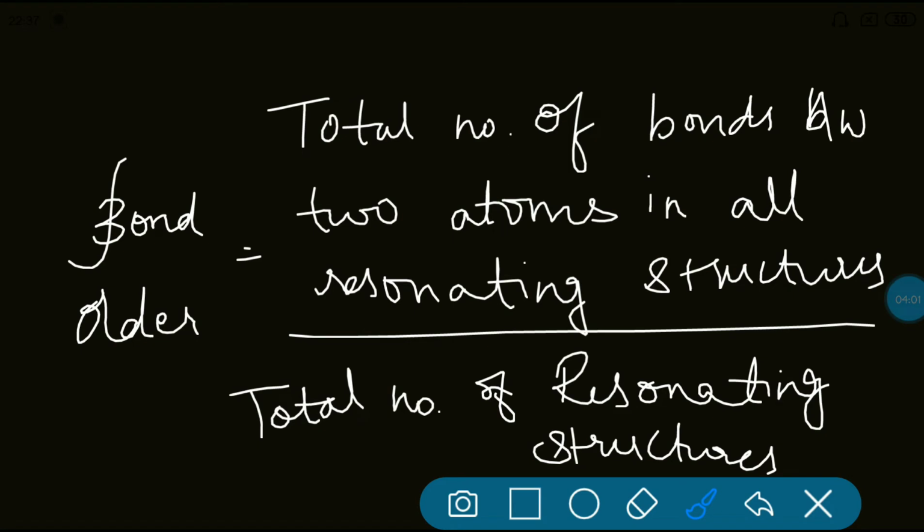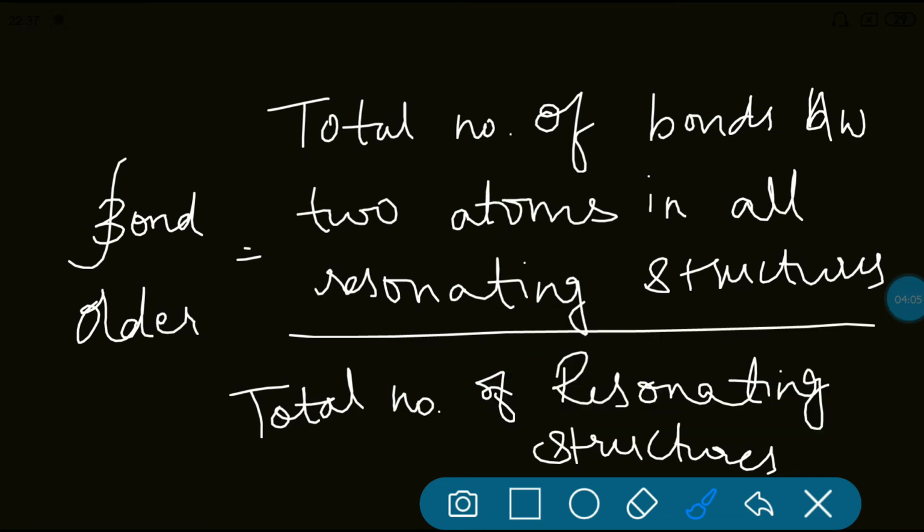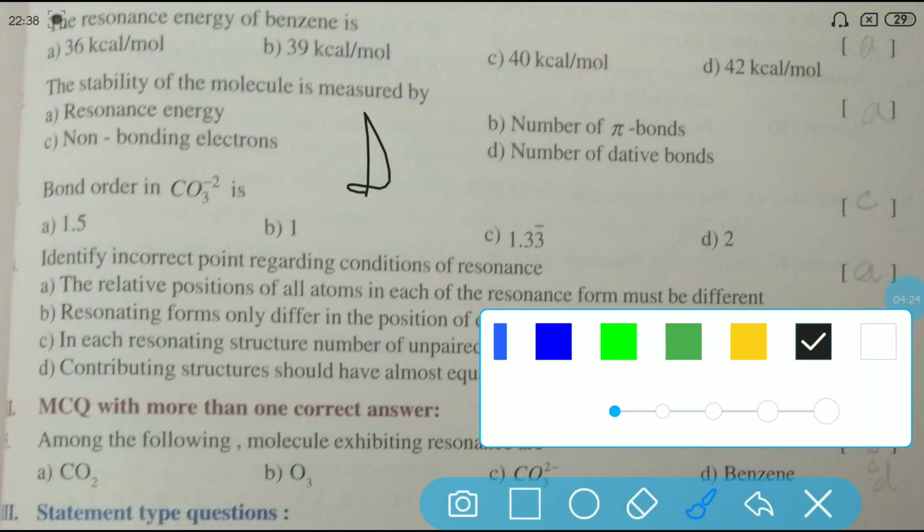Before moving on to the MCQs, there is one more important thing, because you have some questions based on bond order. Bond order is nothing but the total number of bonds between two atoms in all resonating structures divided by the total number of resonating structures. So this is clear, right? Now we are going to move to the assignment bits first. These are the assignment bits actually.